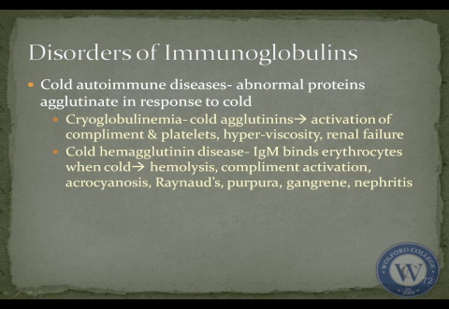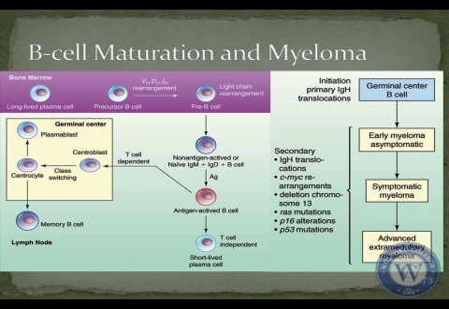There's also a condition called cold hemagglutinin disease, where IgM binds to erythrocytes when cold. This causes hemolysis, complement activation, purpura, gangrene, and nephritis. The last one that we'll talk about is B-cell maturation in myeloma.